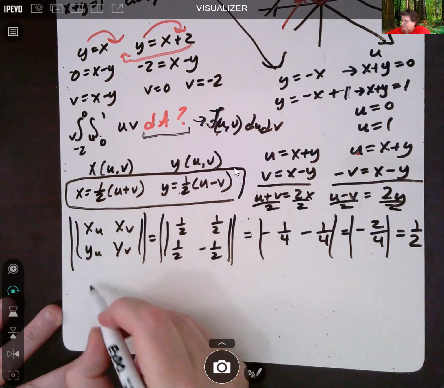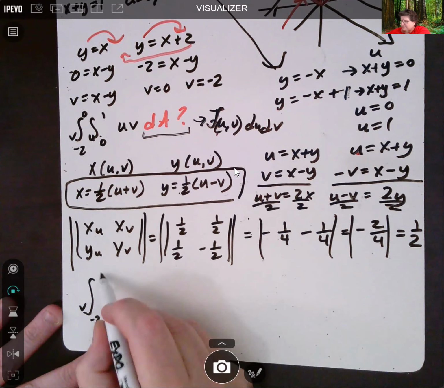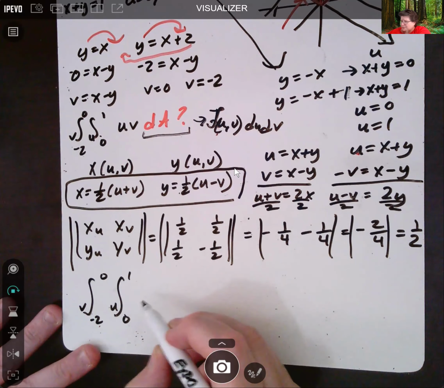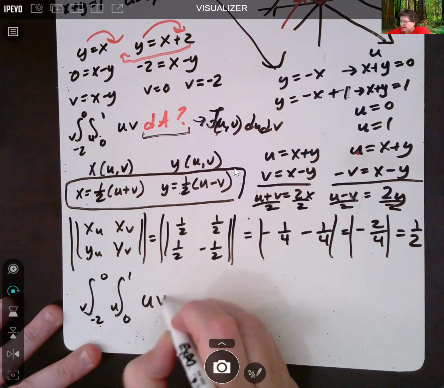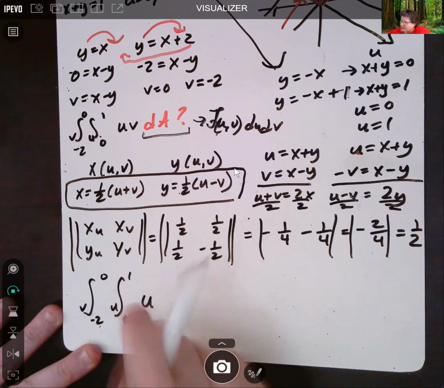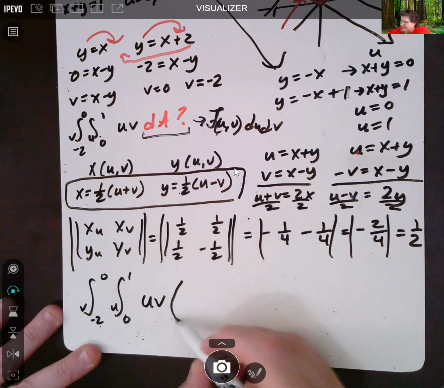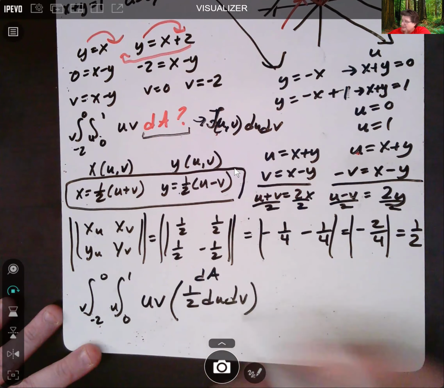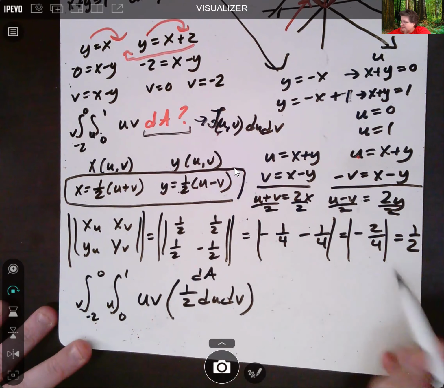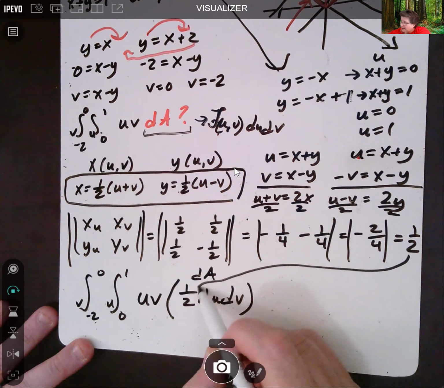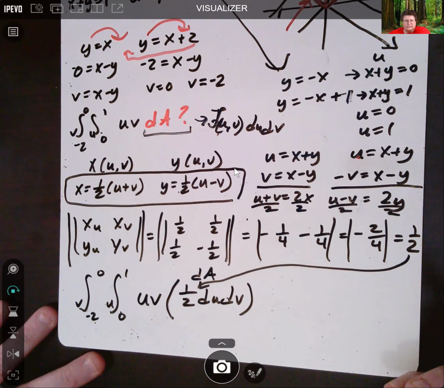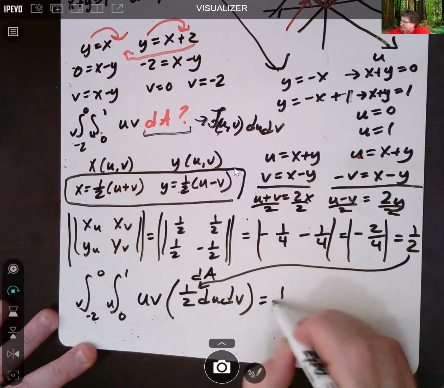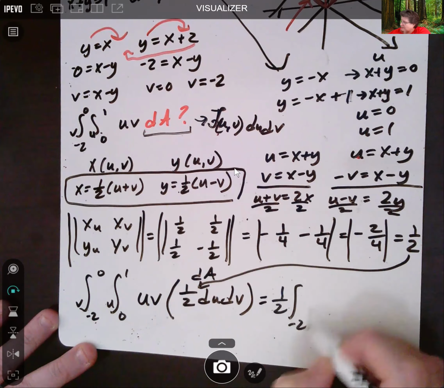So the setup would be, I've got v going from -2 to 0, u going from 0 to 1. I had x plus y, x minus y is uv. My Jacobian, the dA right here, is 1/2 du dv. That's my dA, so it's the Jacobian. So I would probably put the 1/2 out front.